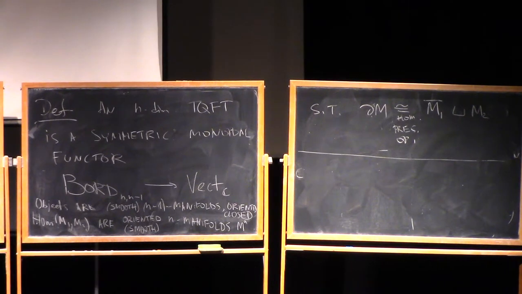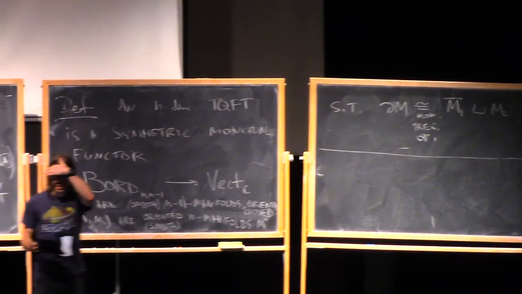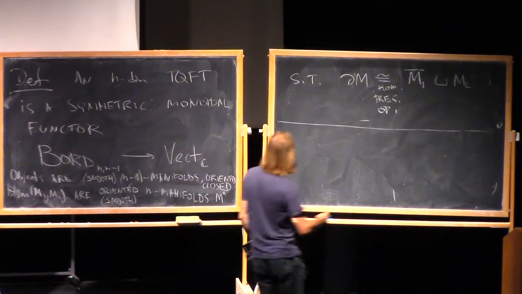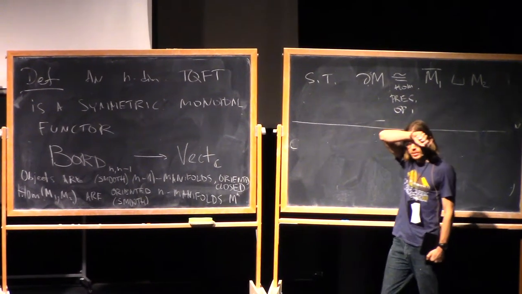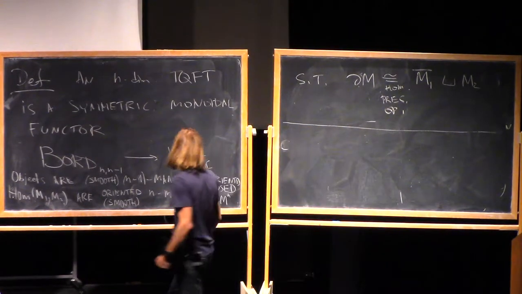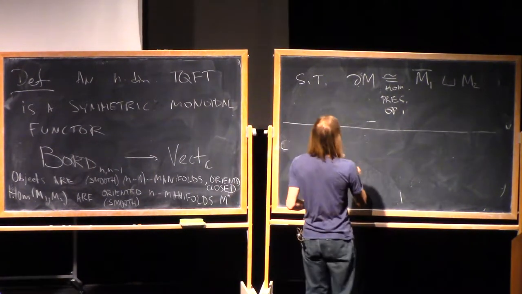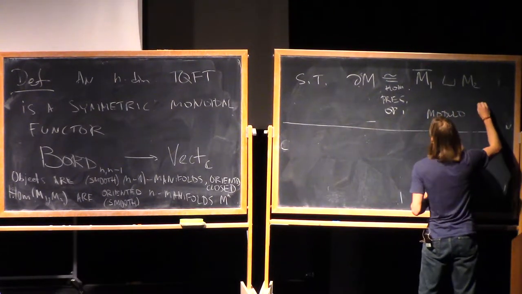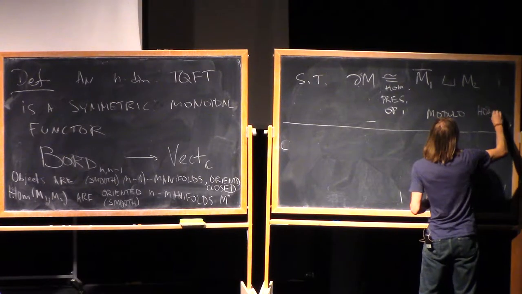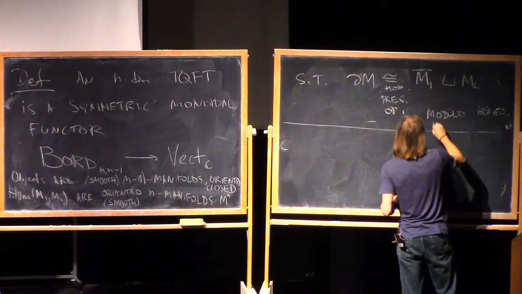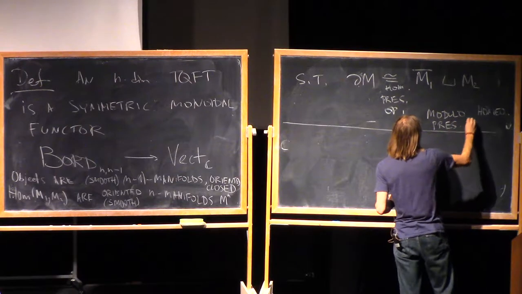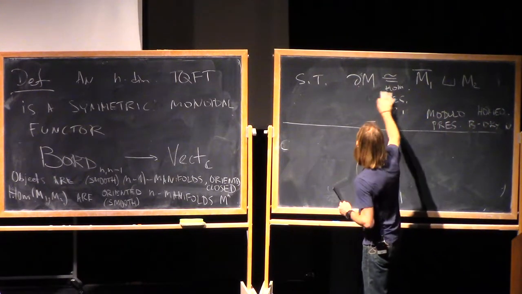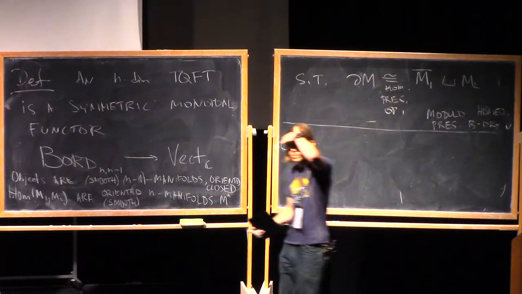Yes, the choice of homeomorphism is extra data. And so, more, I can say this is modulo homeomorphisms preserving boundaries. So I can say modulo homeomorphism which preserves the homeomorphism on the boundary.